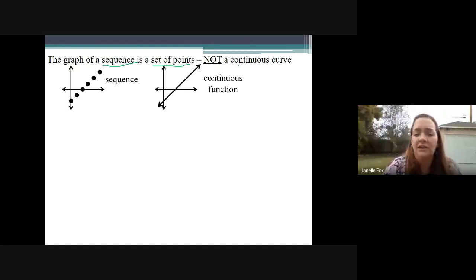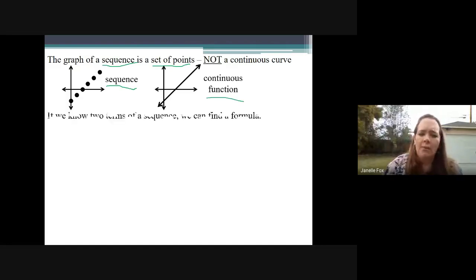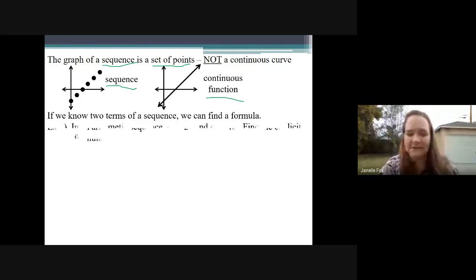So you can see that both of these have the same shape to them, but they definitely are different, right? This sequence right here is just dots. This is a continuous function. It's a line, but they still sort of behave the same way. Okay, if we know 2 terms of a sequence, we can actually find the formula by manipulating the formulas. So, the explicit formulas. Don't forget the explicit formulas.